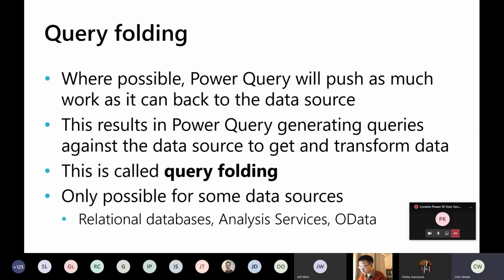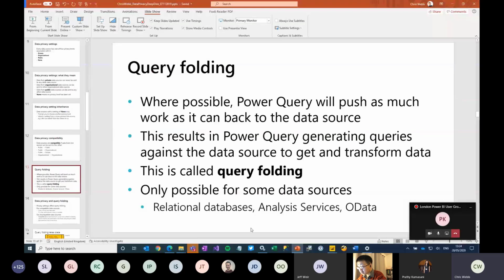So for example, if you're connecting to a relational database like SQL Server, and you're grabbing some data from a table and then removing some columns and filtering some rows, then instead of connecting just to that table, bringing it all into the Power Query engine and doing those transformations there, something that would be very inefficient, especially if you've got a large amount of data, query folding means that the Power Query engine will try to take those steps, the selecting the columns, the filtering the rows, and push them back to the data source. So let's see an example of this.